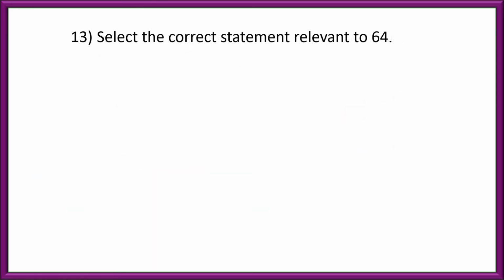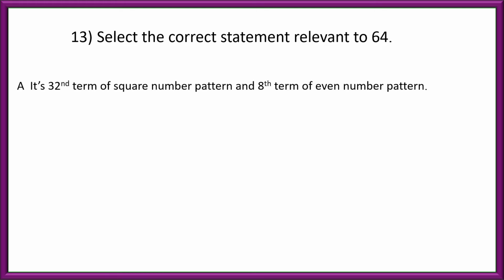Question number 13. Select the correct statement relevant to 64. There are two parts that can be seen in every statement. Therefore, both parts should be correct. Let's see statement A. Answer for the first part, that is 124. And the answer for the second part, that is 16. Therefore, both parts are wrong. Then we cannot take this one as our correct statement.